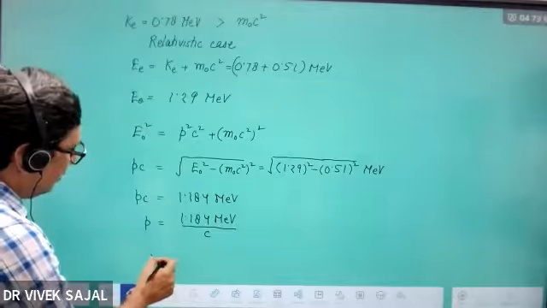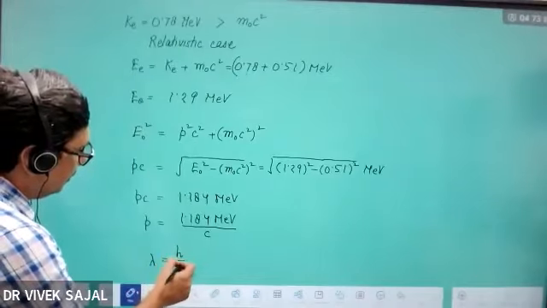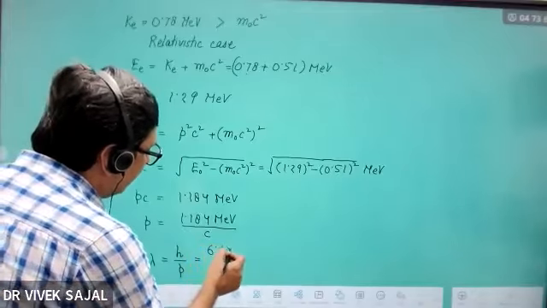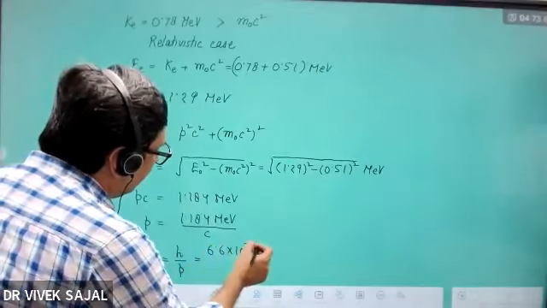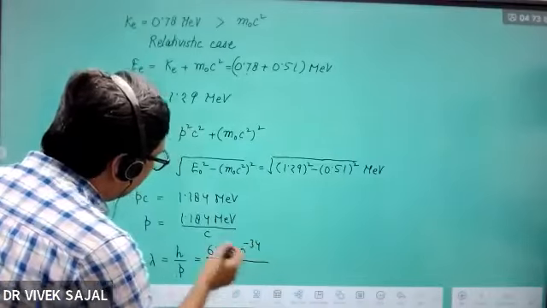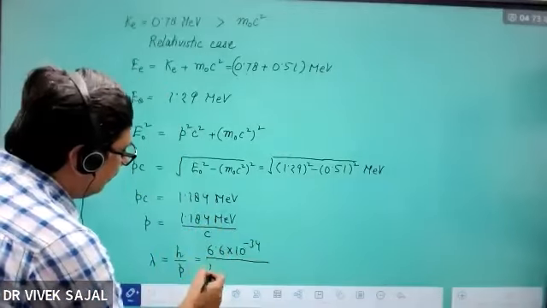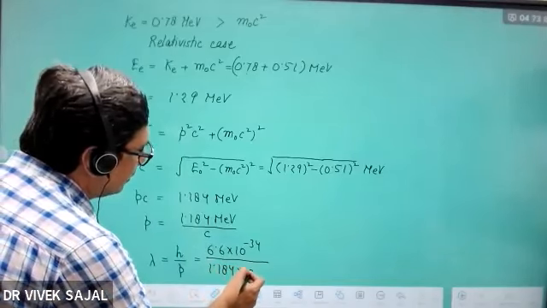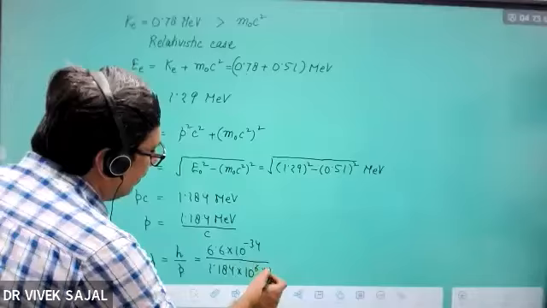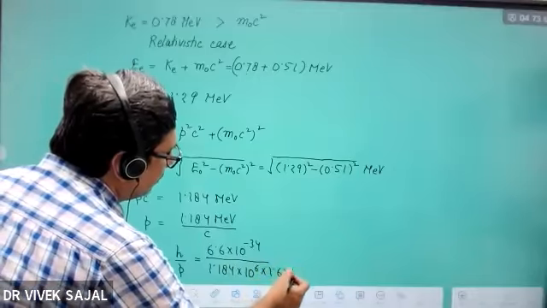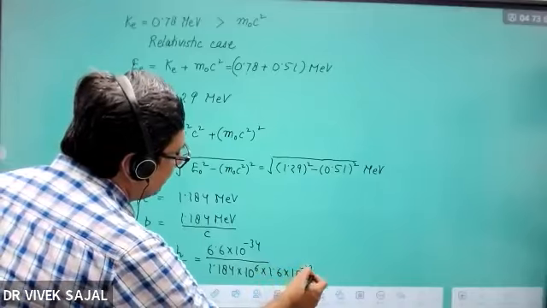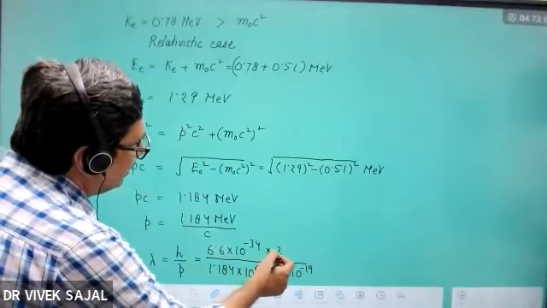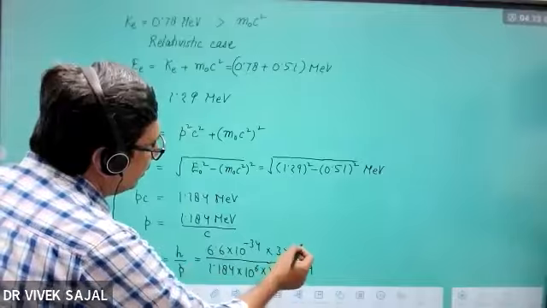So what will be lambda? Lambda equal to H upon P. H is 6.6 into 10 to the power minus 34. Now divide this by P. Here this is in MeV, 1.184 multiplied by 10 to the power 6. Now it is in electron volt. Multiply by 1.6 into 10 to the power minus 19. This is in joule. And C will go to the numerator, 3 into 10 to the power 8.